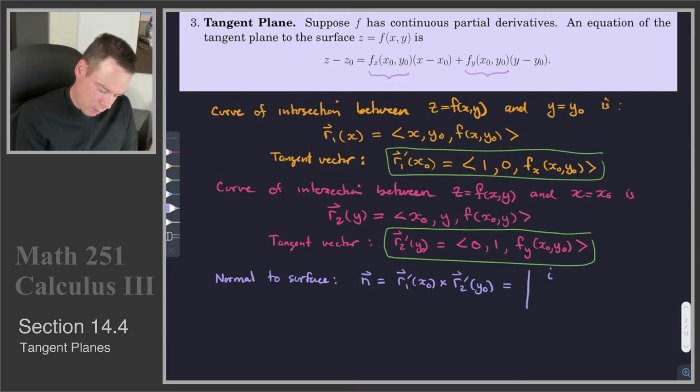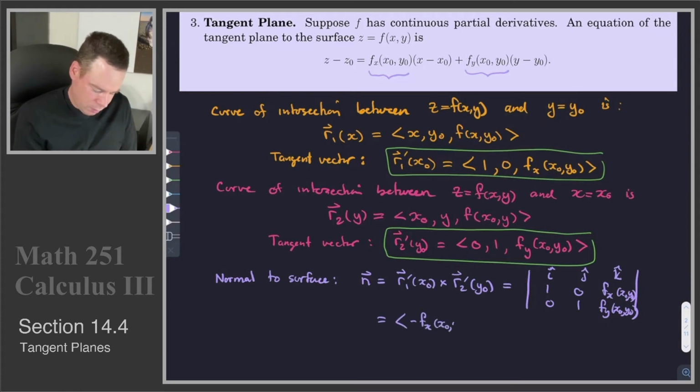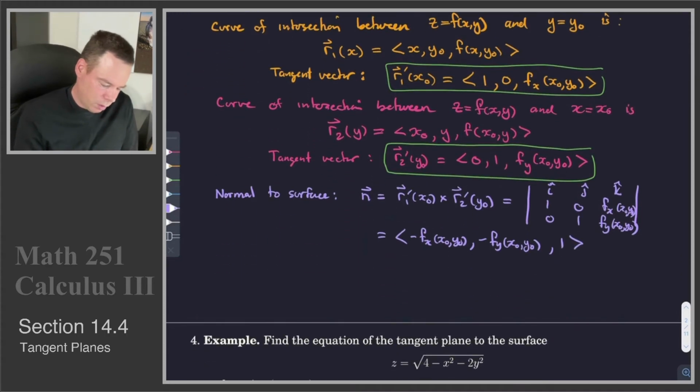And we can use our mnemonic to write down what the calculation for the cross product would be. It would be 1, 0, f sub x at (x naught, y naught), and 0, 1, f sub y at (x naught, y naught). So when we do the calculation of the cross product, we get negative f sub x at (x naught, y naught), negative f sub y at (x naught, y naught), and 1. So that's a straightforward cross product calculation. You can verify that you get the same result. So that's our normal to our surface.